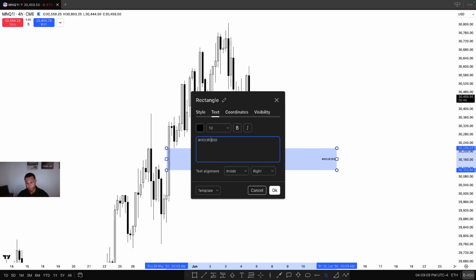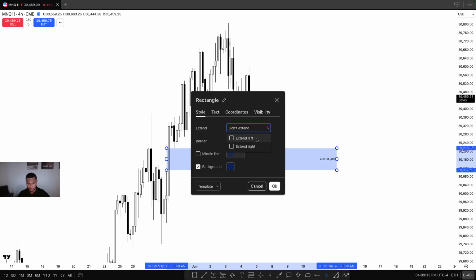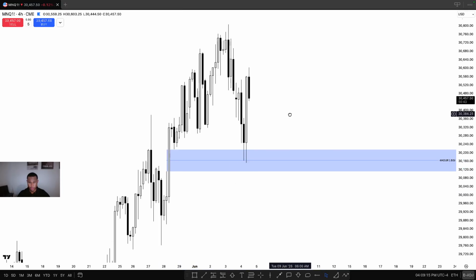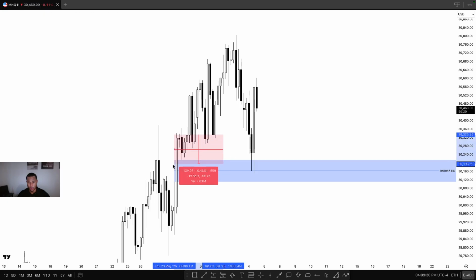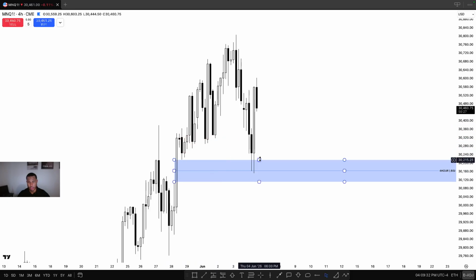Okay, and we see all this generated sell side liquidity right up here. So the market dropped into it. We have consequent encroachment of the fair value gap that we have right here getting respected to the tick, sell side liquidity taken, and all this generated sell side liquidity was taken with a low resistance liquidity run.